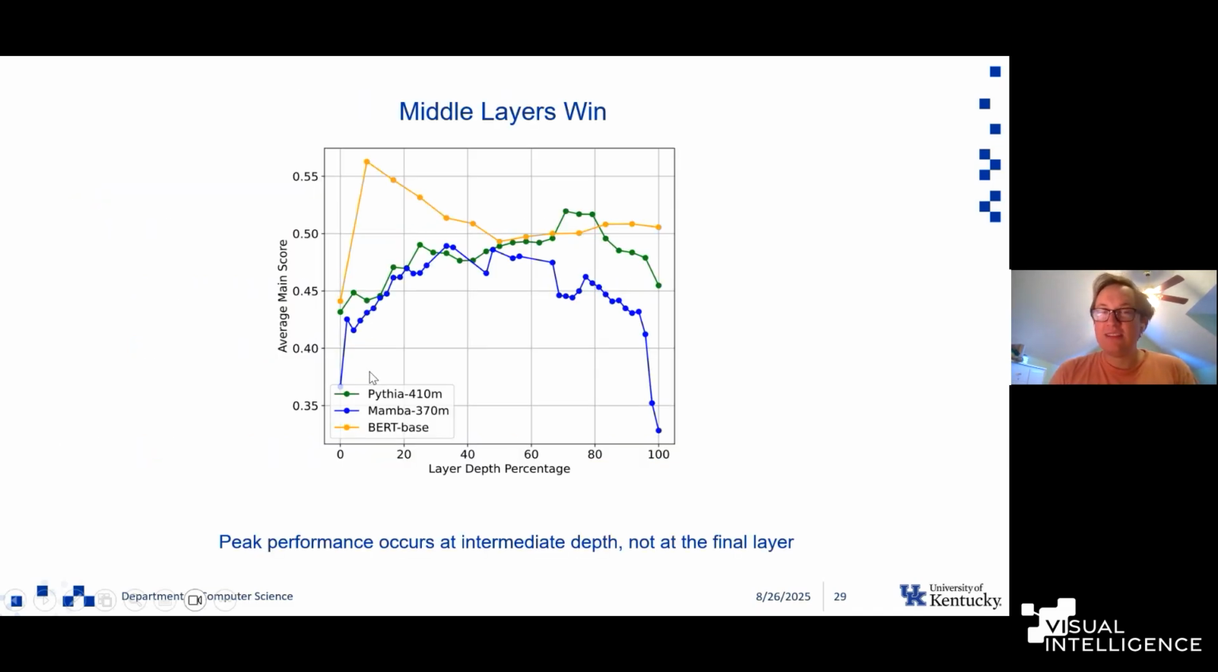And we can jump straight to one of the main graphs of the paper, where the y-axis is your average accuracy on these tasks, and the x-axis is your layer depth. So at 100%, you're at the end of the model. At 0%, that's the very first layer. And these models have different numbers of layers, which is why it's a percentage on the x-axis instead of just the layer number.